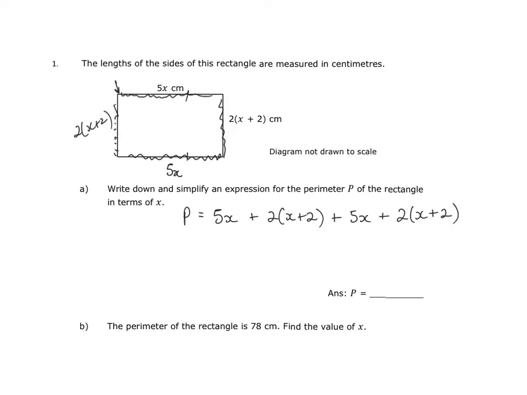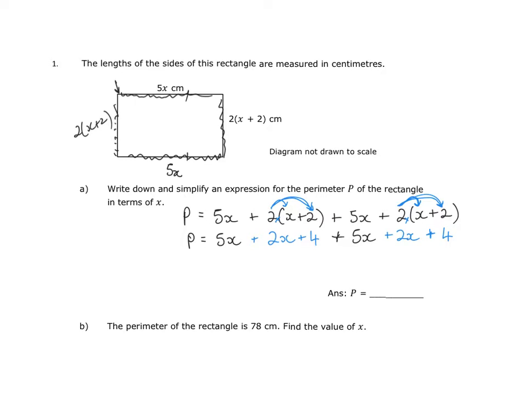Okay, so we have to expand what's inside the bracket. This one needs to be expanded and even this one. Okay, so the 5x remains the same. Now, 2 times x is 2x and 2 times 2 is 4. 5x remains the same. Then we have 2 times x. And we have 2 times 2, which is 4.